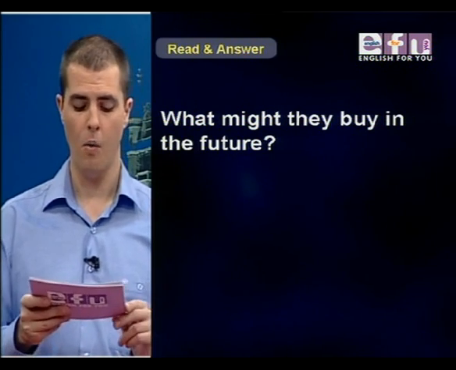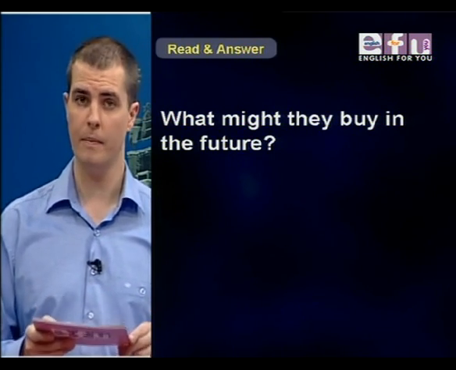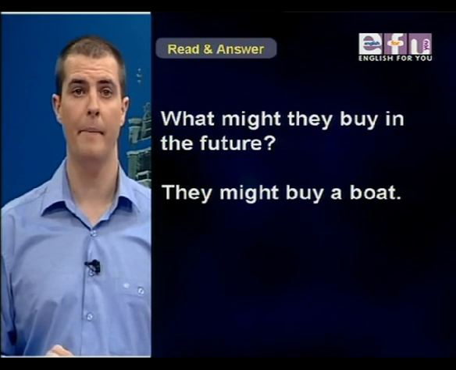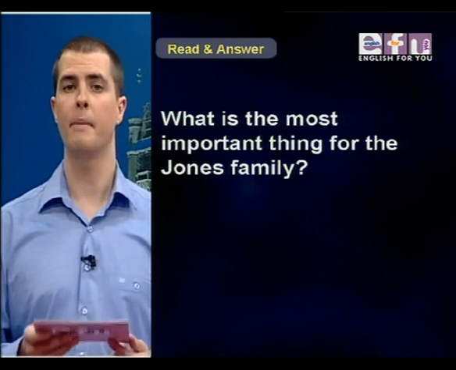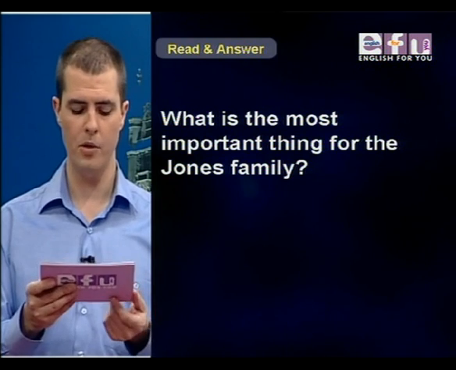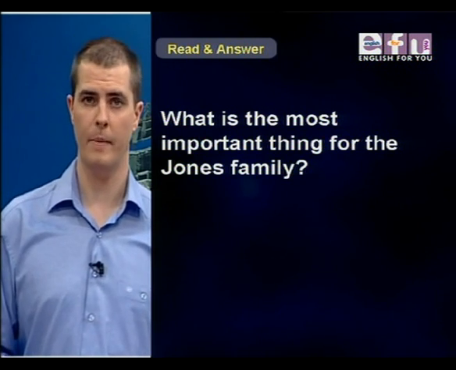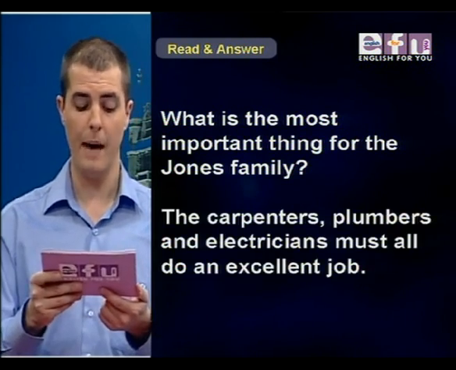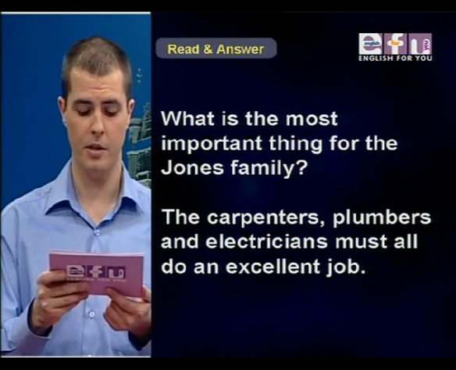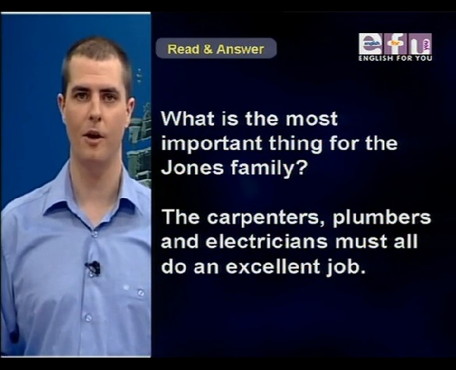Number 9. What might they buy in the future? They might buy a boat. And number 10. What is the most important thing for the Jones family? The carpenters, plumbers, and electricians must all do an excellent job.